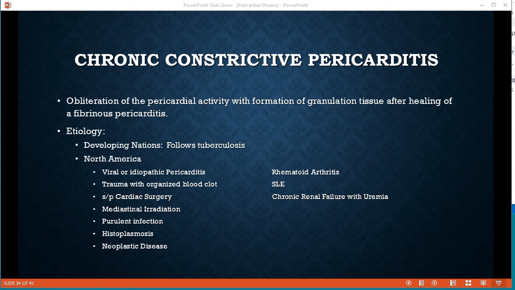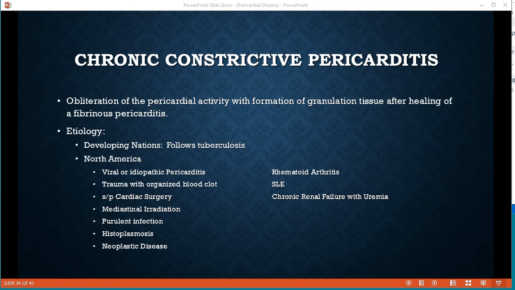So the next thing to talk about is chronic constrictive pericarditis. And this is where you start to see obliteration of the pericardial cavity with formation of granulation tissue after healing of a fibrinous pericarditis. So what does that mean? Well, you start to have this formation of granulation tissue on the pericardium itself through the pericardial layers. And with that formation of granulation tissue, you have this sort of constriction that occurs as a result.